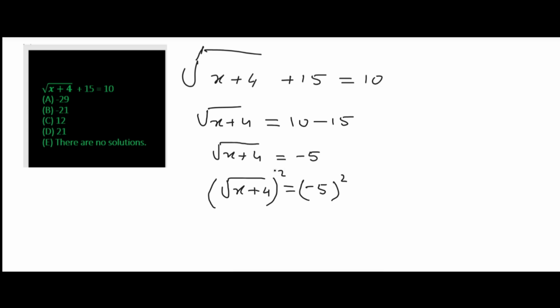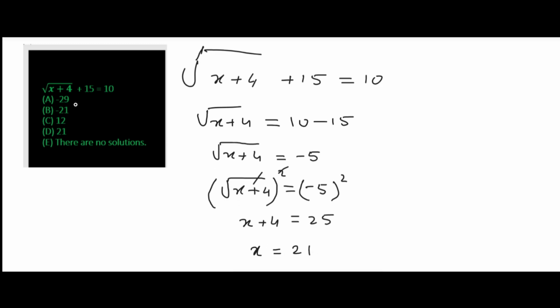So after taking square on both sides, the square will cancel the square root, and this minus will become plus because of the square, as when minus multiplies with minus, it becomes plus. So this will become 25, and this will become x plus 4, or we can say x is equal to 25 minus 4, so this will become 21. So the value of x is 21.